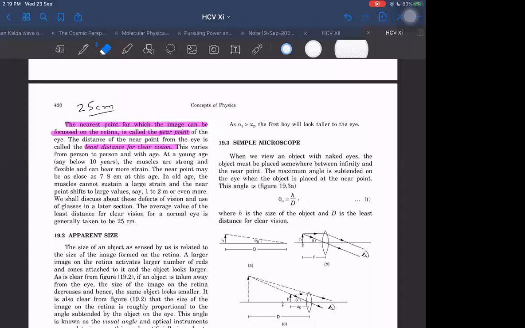Right. So the near point may be, he's saying, 7 to 8 centimeter at this age. At a younger age, it may be closer than in old age. In old age, the muscles cannot sustain such a large strain, and the near point shifts to larger values. Observe here one more thing you should notice. Sometimes it is 1-2 meters or even more. But for children, it is as close as sometimes 7 to 8 centimeter.